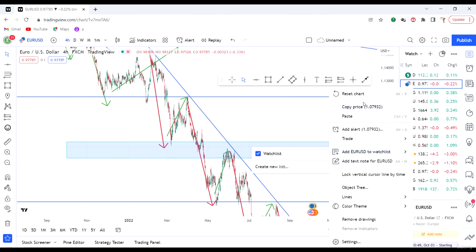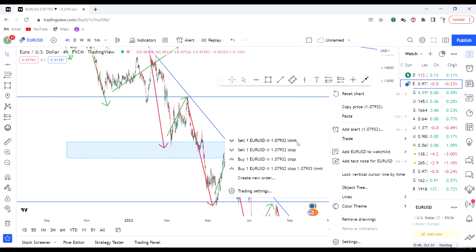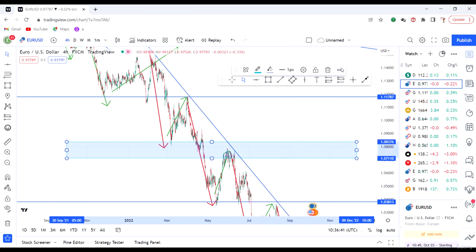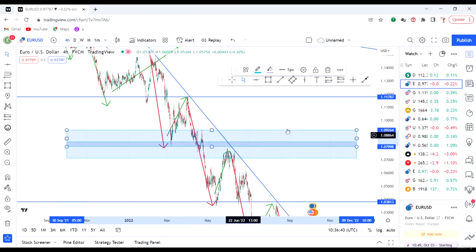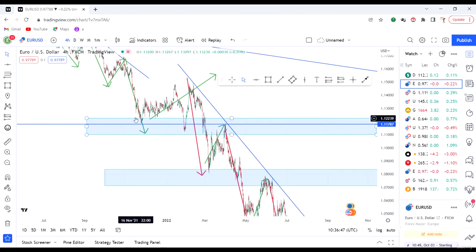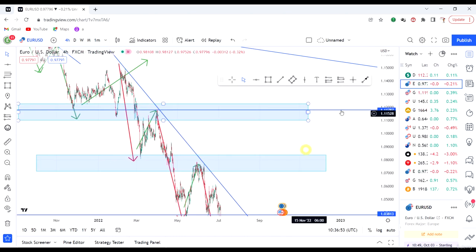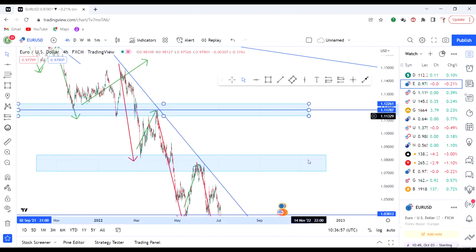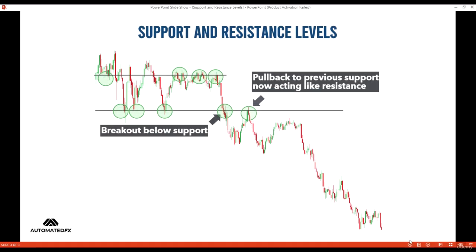So you can right click and you can just come here and clone this level, then bring it here so we can see that the market reacts around this level. So this is now a support and resistance zone. I call these zones now. Yeah, so that's the idea of support and resistance in Forex.